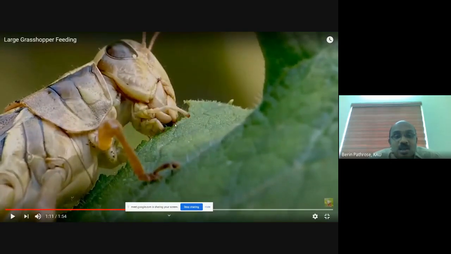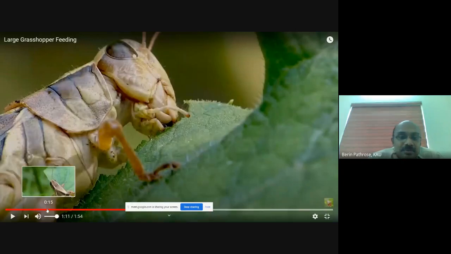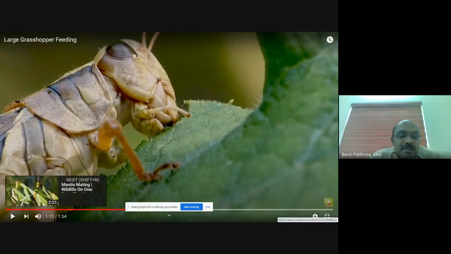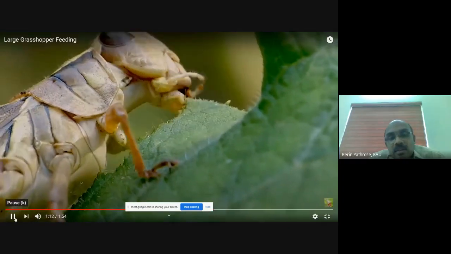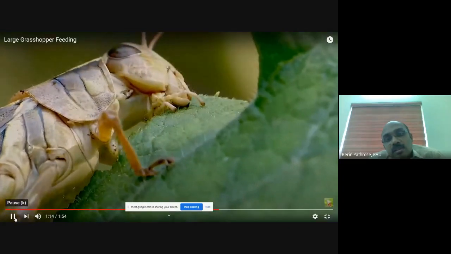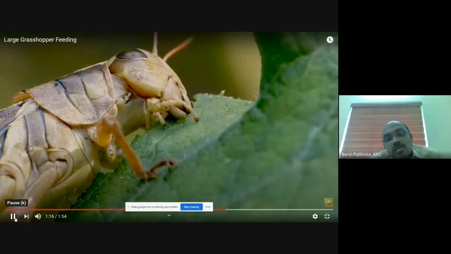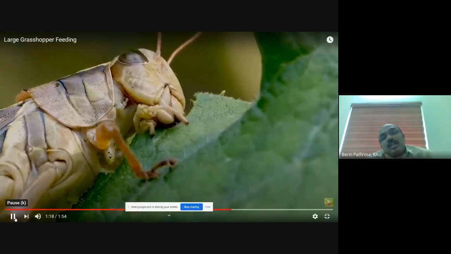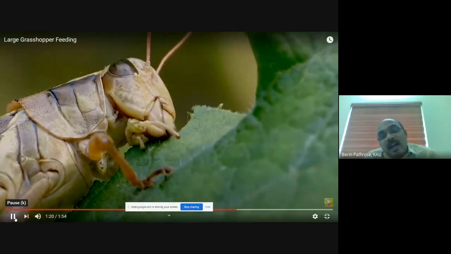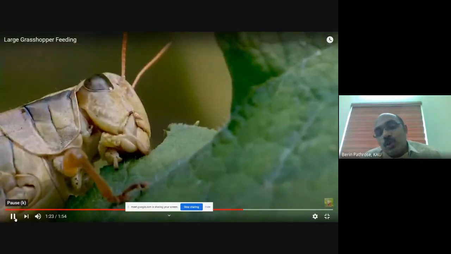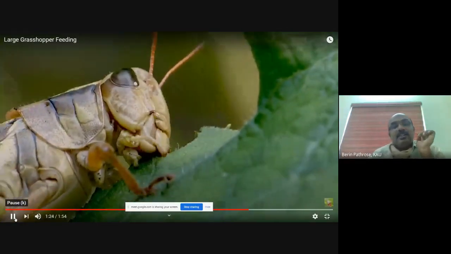See, now the labium is extremely clear. 1, 2, and 3. So this is the part. This is the maxillae. This is the stipes, the enlarged stipes. This is the chewing and biting. Actually, I should say biting and chewing, because first comes biting, and only then chewing.